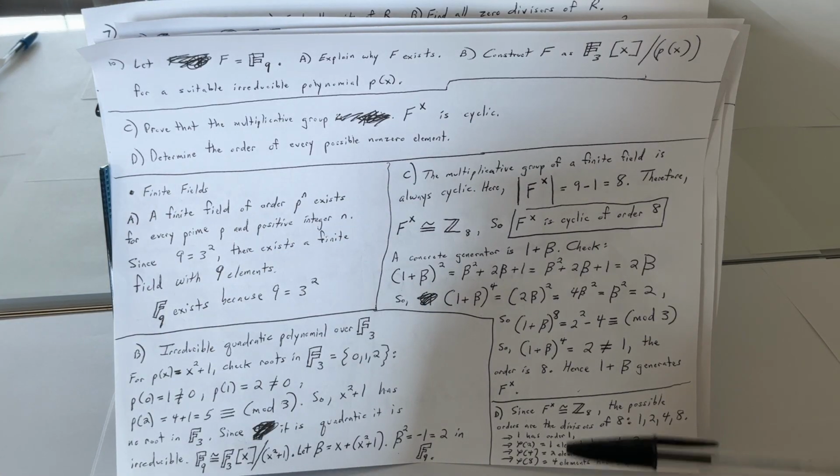1 has order 1, phi of 2 equals 1, so 1 element has order 2. Phi of 4 equals 2, so 2 elements have order 4. And phi of 8 is 4, so 4 elements have order 8.